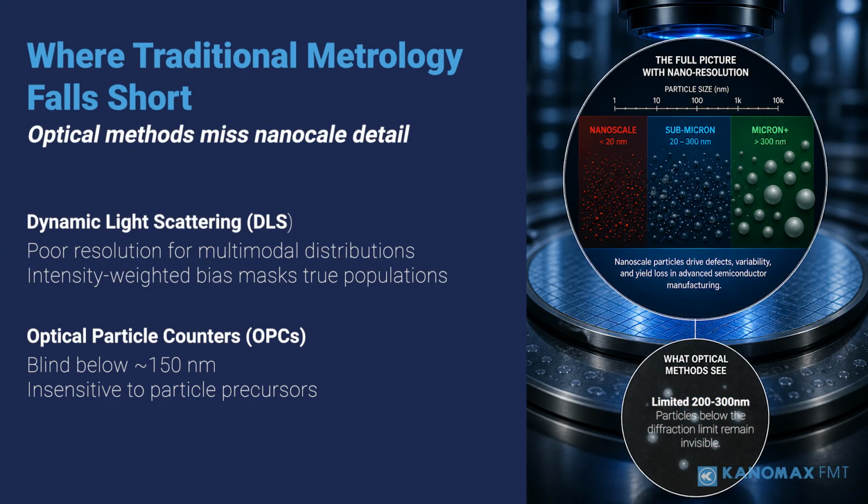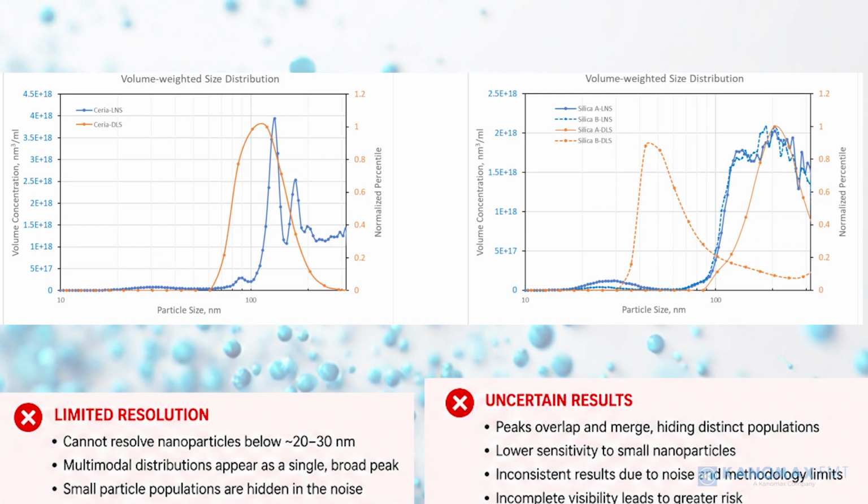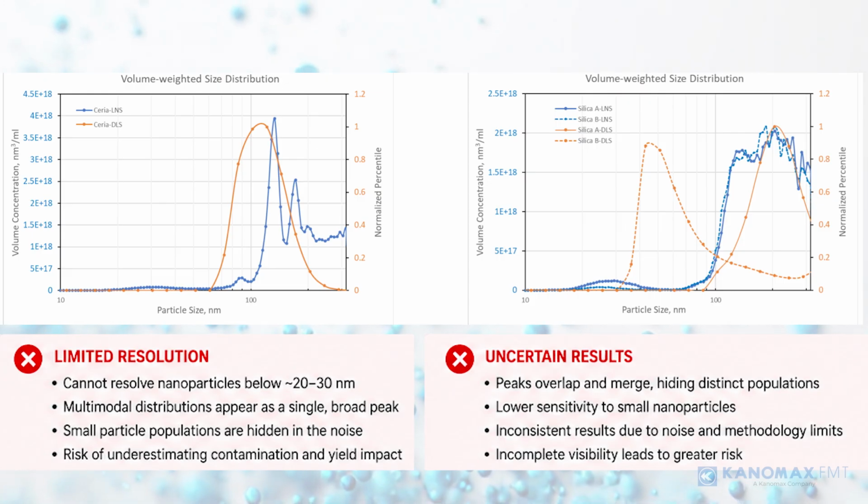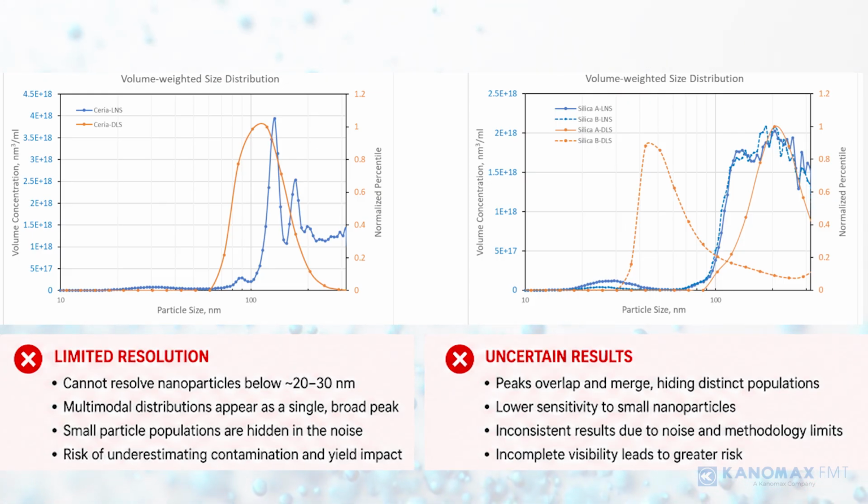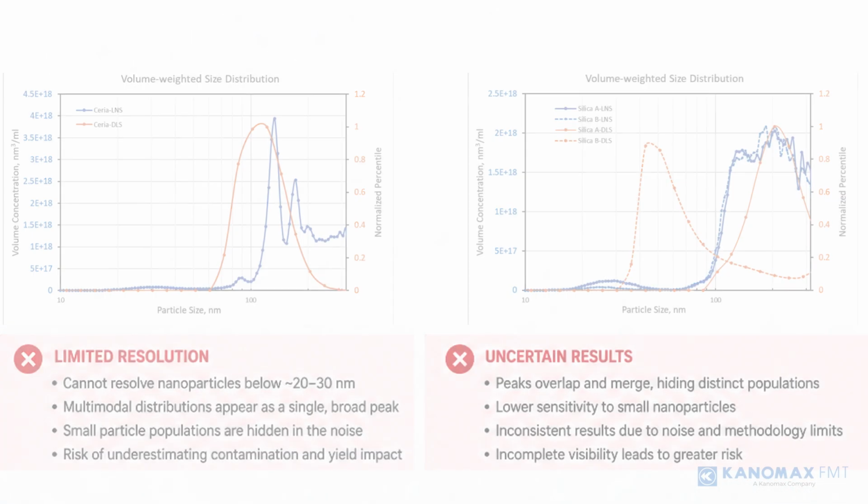CMP slurries have become more complex, but traditional measurement methods haven't kept pace. Dynamic light scattering and conventional optical techniques often reduce complex slurry behavior into a single broad signal. The result? Hidden particle populations, poorly resolved multimodal distributions, limited visibility into dissolved non-volatile residue and precursor behavior.